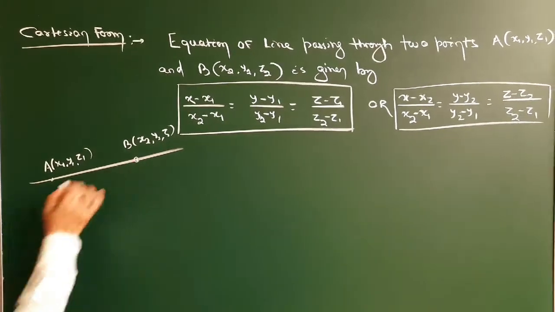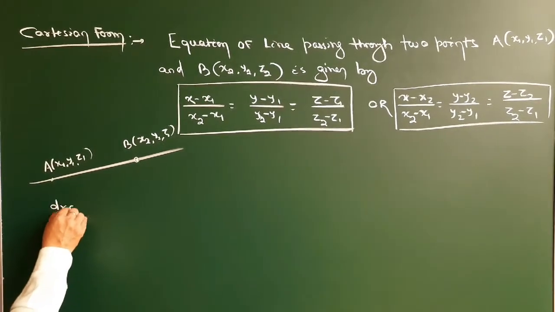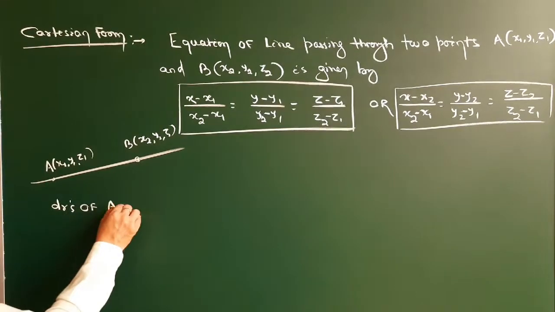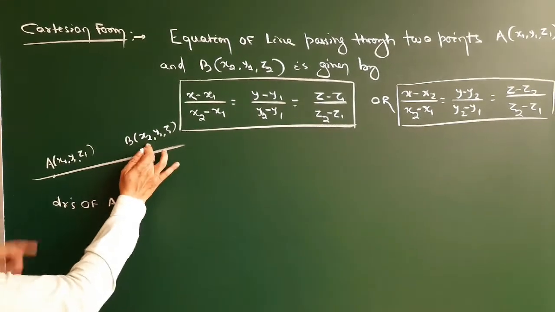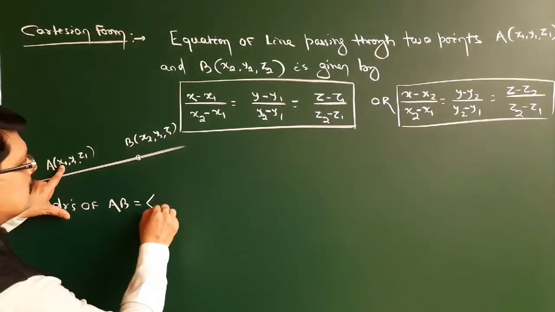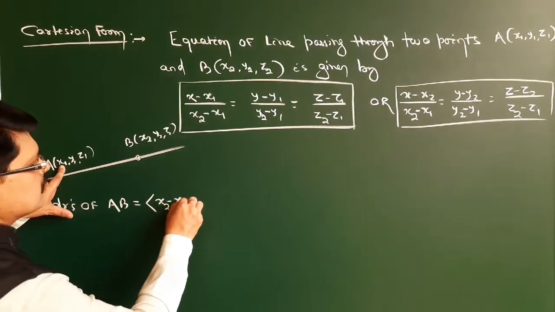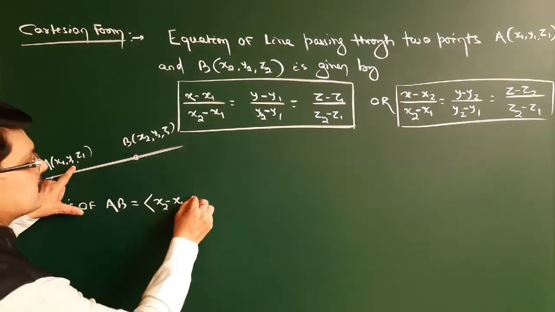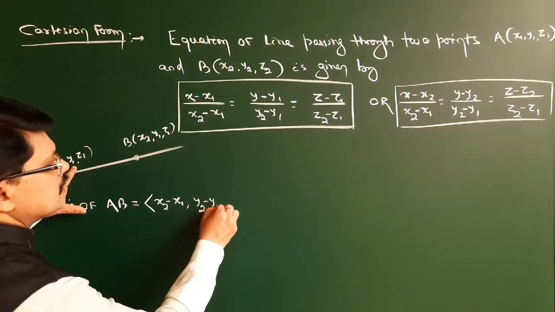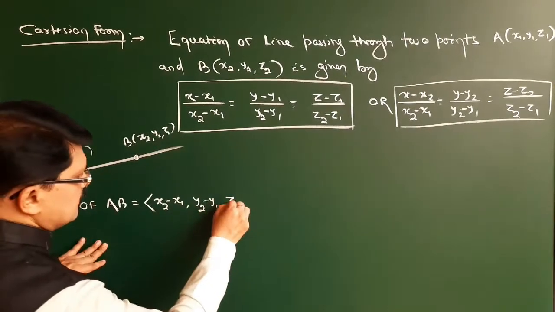Okay, now the question is, what are the direction ratios of this AB? The direction ratios of AB are simply x2 minus x1, then y2 minus y1, then z2 minus z1.